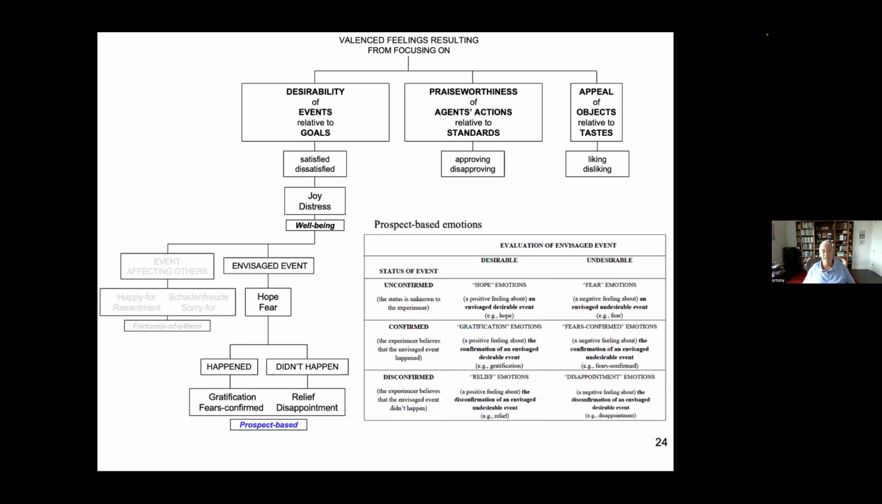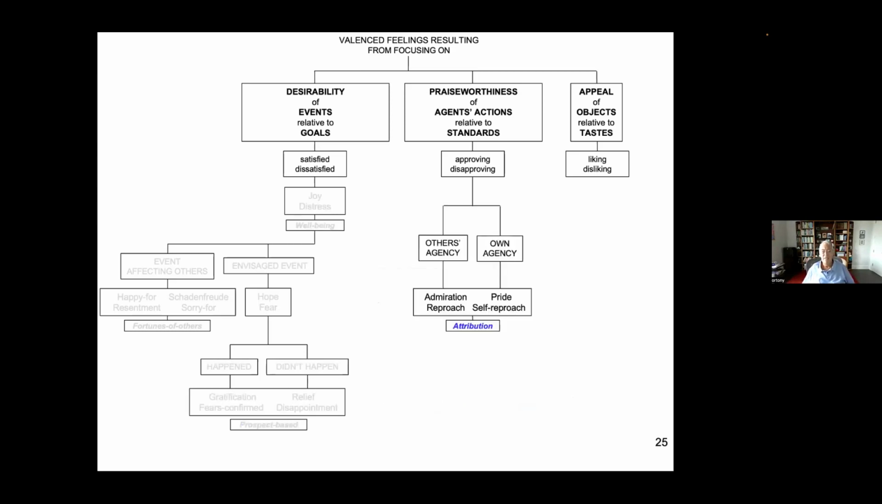And so we can elaborate these two, and in much the same way, we have words that we try to relate to these definitions here of a positive feeling about, or what we call characterizations, a positive feeling about an envisaged desirable event. Hope isn't a great word for it, I'll come to that in a moment, but I think you probably get the general idea here.